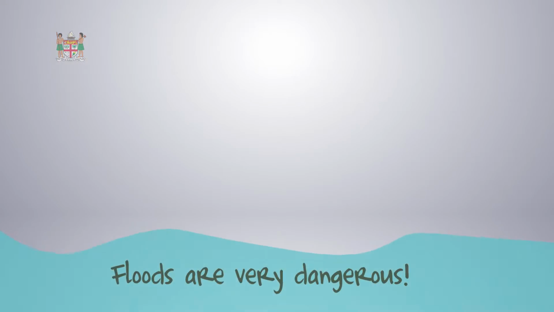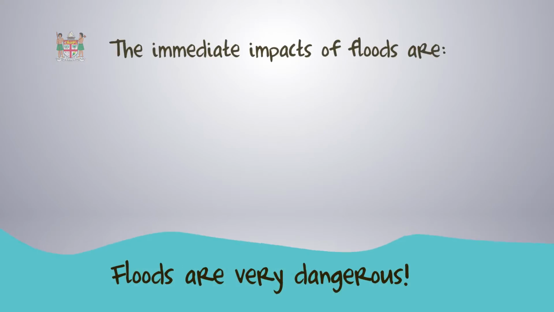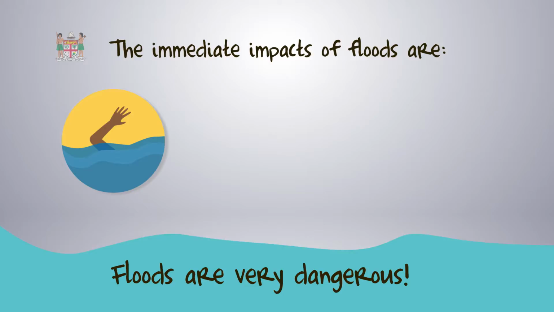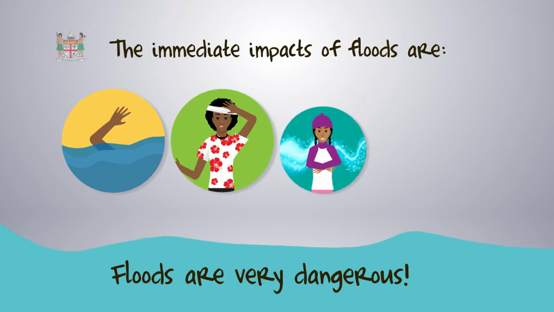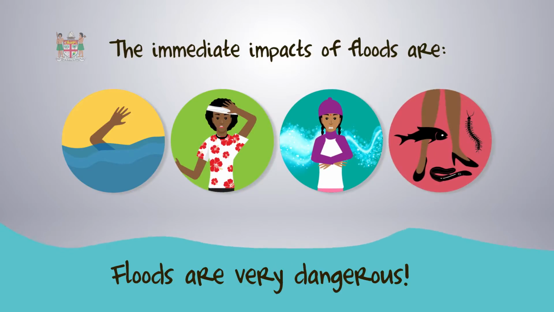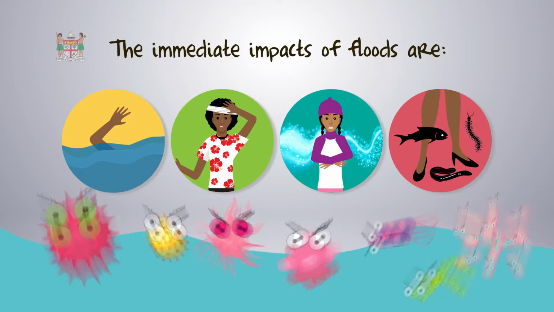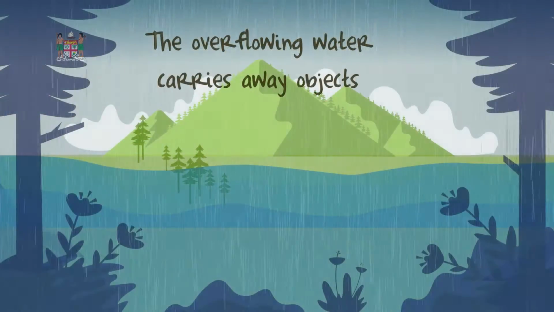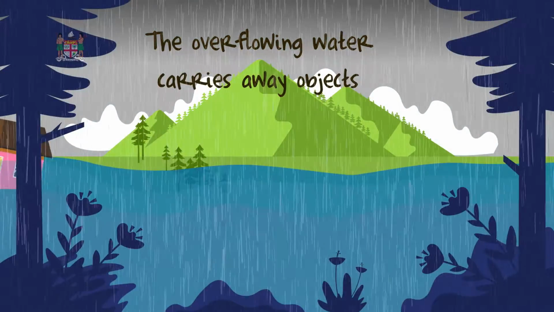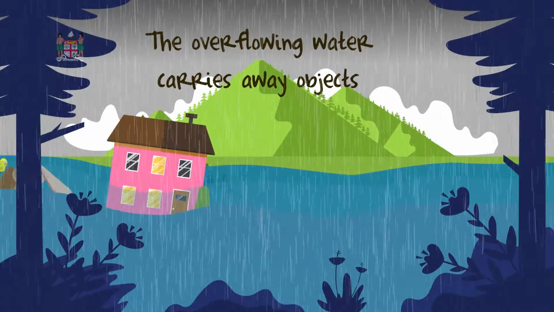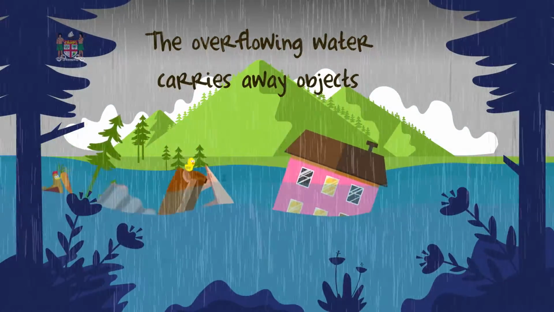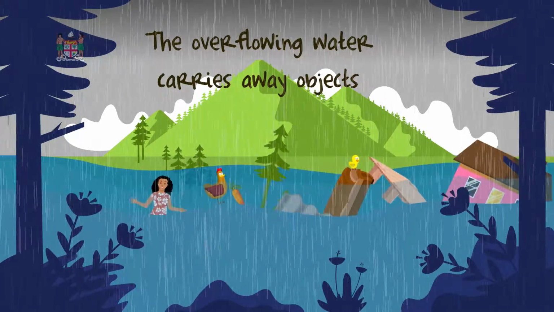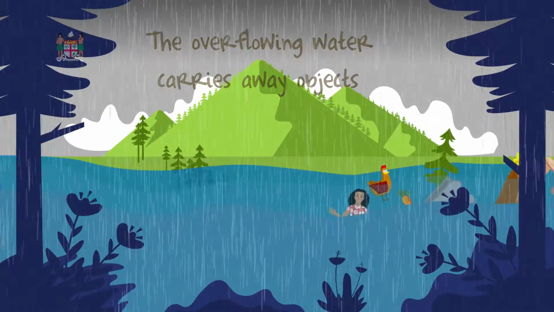Floods are very dangerous. The immediate impacts of floods include drowning, injuries, hypothermia, and animal bites. Floodwaters are also known to harbor diseases. The overflowing water carries away objects like houses, bridges, furniture, crops and trees, farm animals, and even people.